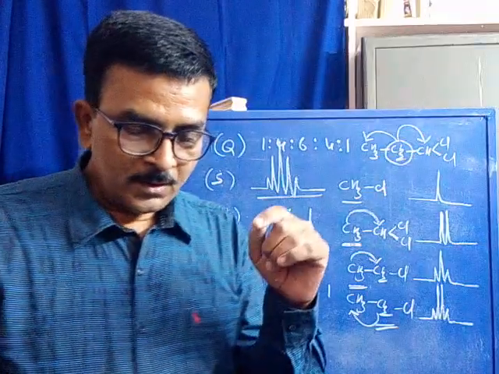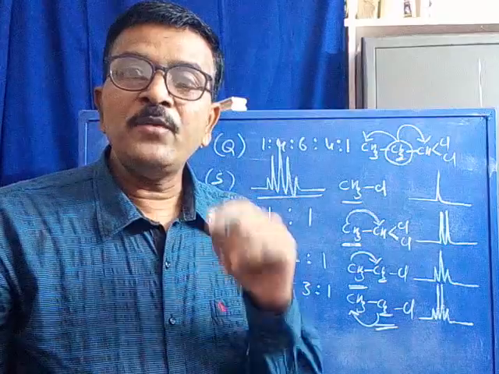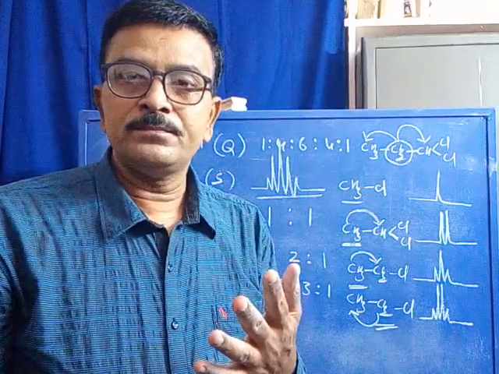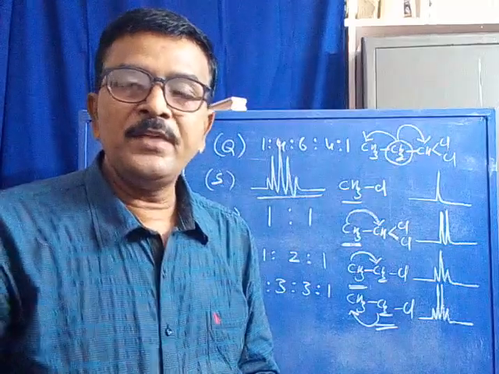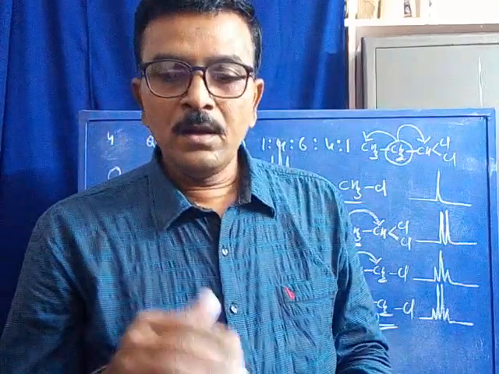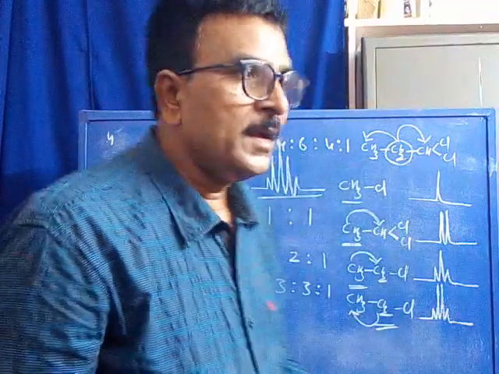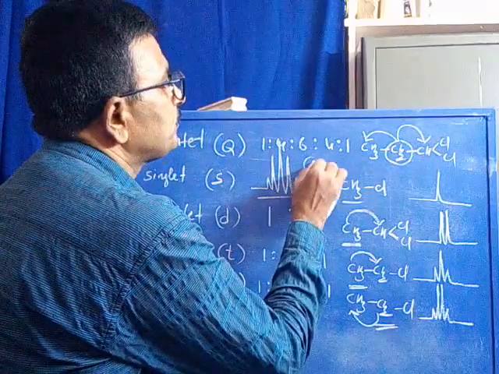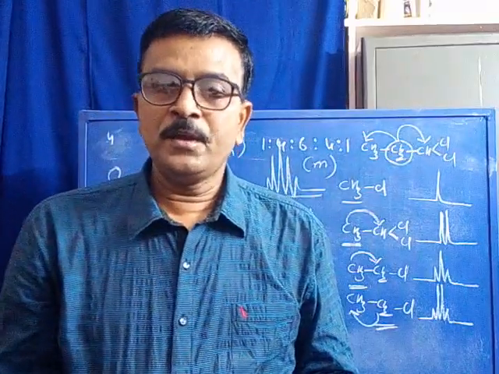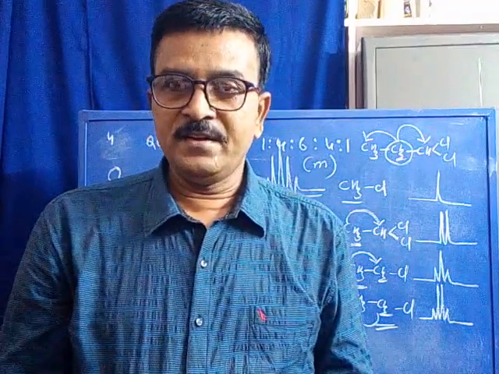Further, from 5 lines onwards, the lines may be overlapped. Hence, the number of lines is not clearly visible after the quintet onwards. Hence, the signal is considered a multiplet and represented with a small m. Multiplet. So this is about spin-spin coupling, the number of lines for a spin-coupled proton signal, and the intensity of each line.